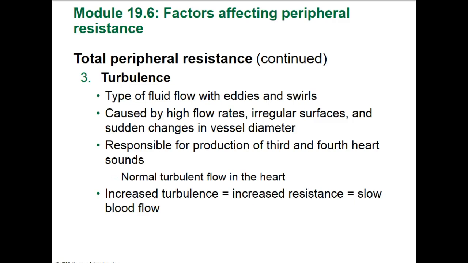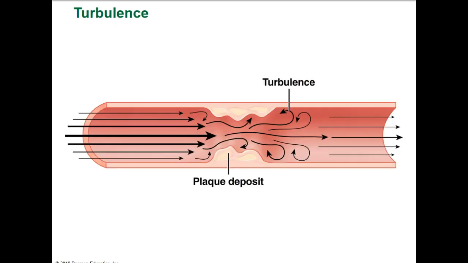This is responsible for the production of 3rd and 4th heart sounds. And those are normal turbulent flows in the heart. But if you do end up having increased turbulence, that increases your resistance and therefore slows your blood flow. Okay, so if plaque builds up inside of a vessel, this increases your turbulence.